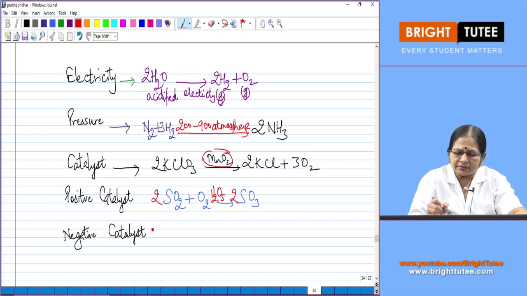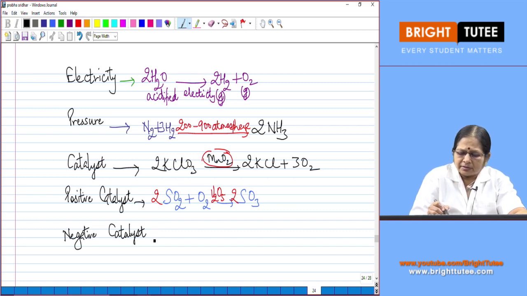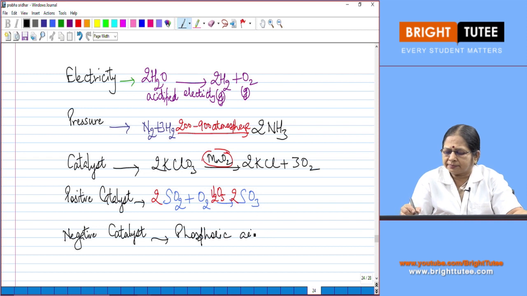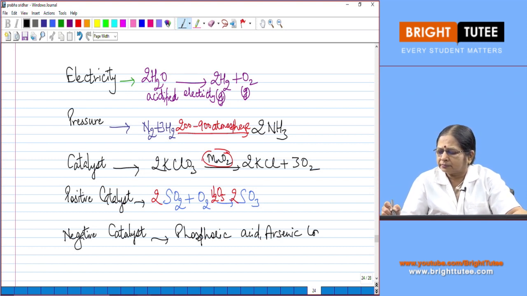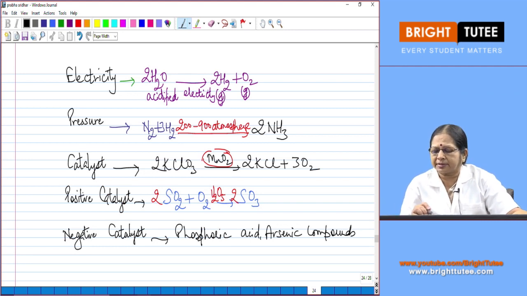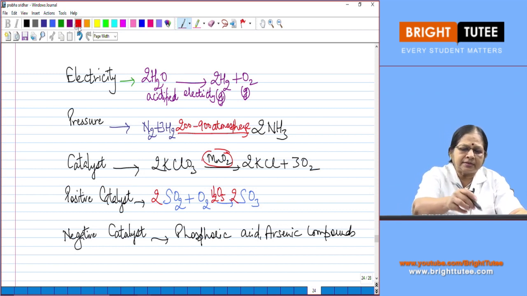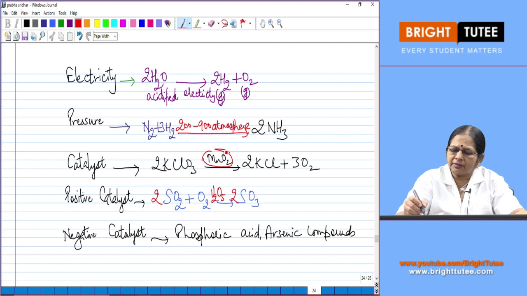In the same way, for a negative catalyst, there are some reactions where phosphoric acid or arsenic compounds, if they are present in any chemical reactions, have to be removed, otherwise they will start lowering the rate of reaction, or they act or behave as negative catalysts. Similarly, some enzymes we have in our own body are negative catalysts.